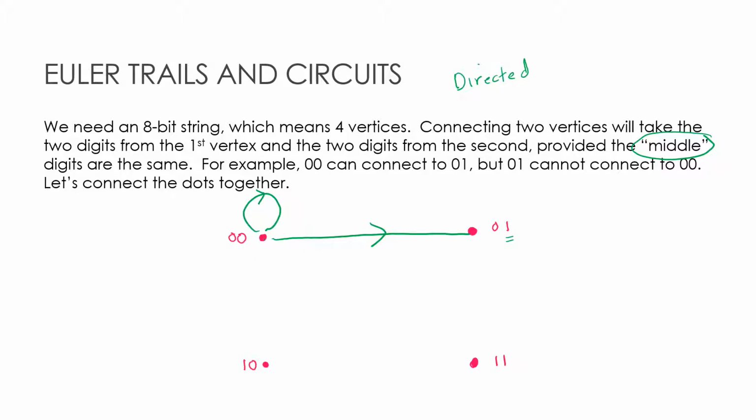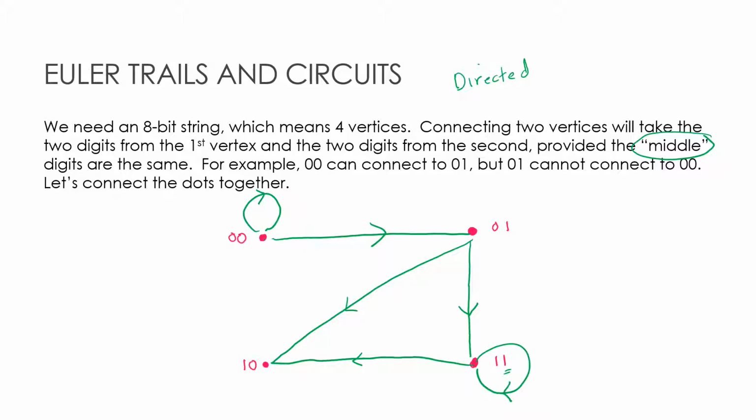Now let's take a look at 0,1. Obviously I'm ending with a 1, which means my first digit must be a 1. So I cannot connect back to 0,0. But I can connect to 1,0 because it begins with a 1, and to 1,1 because it begins with a 1, but I cannot connect it to itself because it begins with a 0. Let's move on to 1,1. 1,1 ends with a 1, so anything that starts with a 1 I can connect to. So I can connect to 1,0, and I can connect to itself because it begins with a 1.